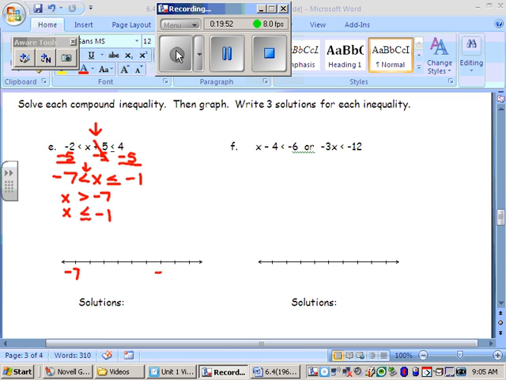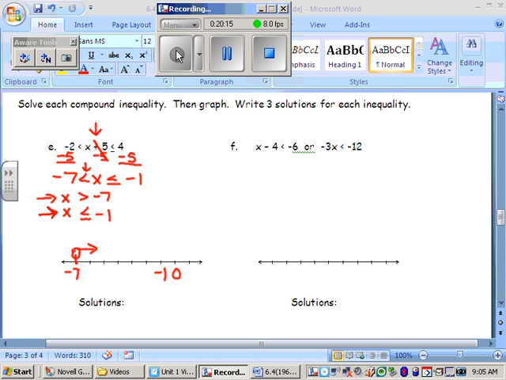So let's put -7 on our number line and then find -1. And then also we'll put in 0. So is the negative 7 included as a solution? Hopefully you said no, because there's no line under its inequality symbol. And it says that x is greater than negative 7, so we'll point our arrow to the right.